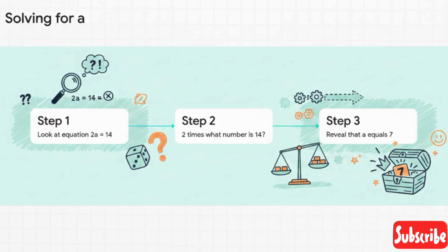Now here's one that looks a tiny bit different, but it's just as easy. Step 1, 2a equals 14. Now remember our tools from a minute ago? Whenever you see a constant number squished right up next to a variable letter with absolutely no space between them, that always means multiplication. So step 2, just ask, 2 times what number equals 14? Step 3, reveal. A equals 7, because 2 times 7 is 14.